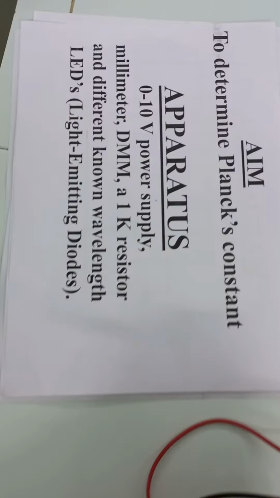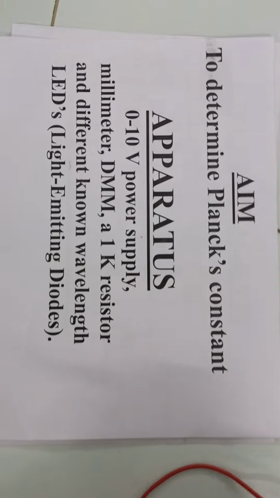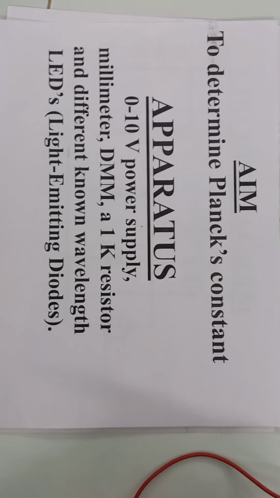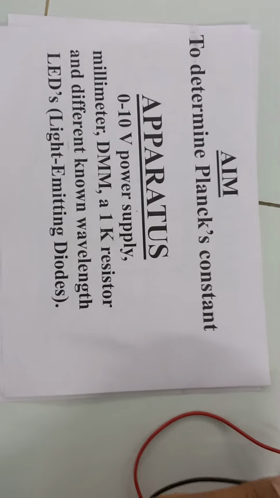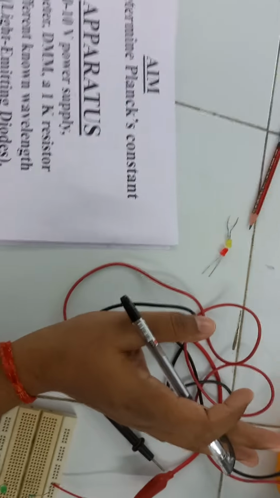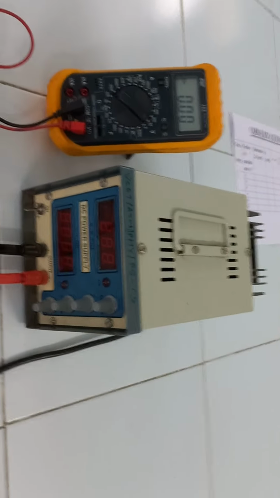So today we are going to determine the Planck constant, which is a physical constant whose value is already known, 6.63 × 10^-34 joule second, and which plays a vital role in quantum physics. Today we are going to estimate its value experimentally.